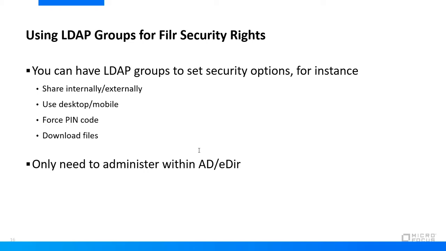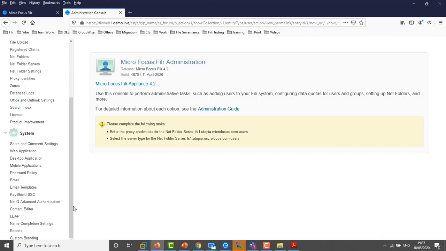I don't need to come into Filr to add users to be able to share internally, externally, or do other things like using desktop, force them to have a PIN code, enable them to be able to download files, and so on. So the great thing about doing things this way is that you only need to administer those types of things within your directory where you're already doing your user administration. You don't need to come into Filr to actually do that. So let's just show you how that can work.